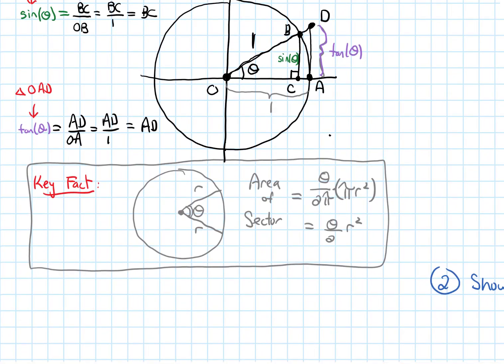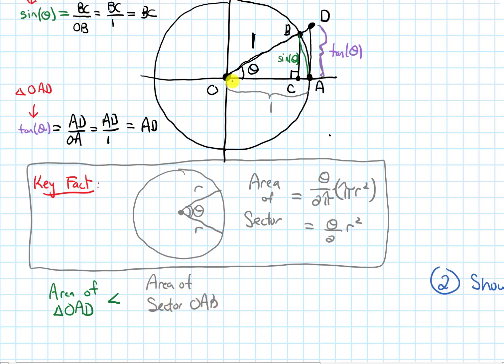So in this picture, I'm going to add one line connecting A to B. And when we do that, the area of that triangle OAB is less than the area of the sector OAB. So the sector OAB is going to be from O to A all the way, including this arc of the circle. So it's a little bit bigger than just that triangle. And that is going to be less than the area of the big triangle OAD.